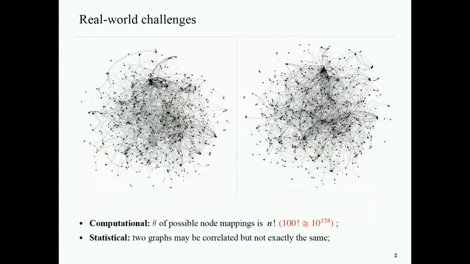But this problem is generally hard because in the real world, networks can be on a very large scale. Suppose each of the two networks only has 100 nodes. The total number of possible node mappings is n factorial, which is 100 factorial, already super large. And from the statistical perspective, the two graphs may be correlated, but they do not look exactly the same. All of this leads to the challenging nature of this problem.